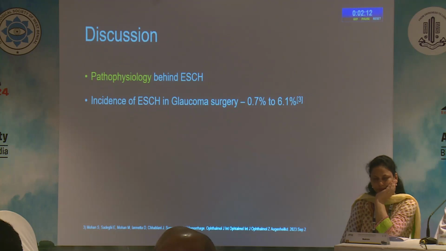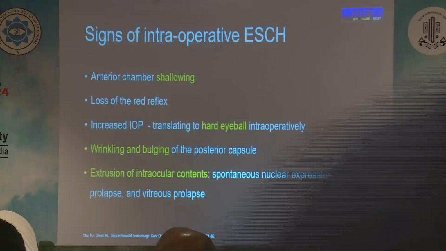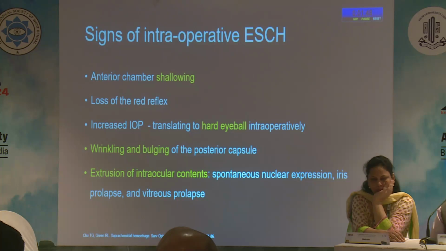Now, hypotony and IOP fluctuations are thought to be the primary pathogenetic mechanism. Abrupt hypotony results in the development of a high transmural pressure gradient, which causes the short or long posterior ciliary artery to burst and bleed in the suprachoroidal space. Now, this complication can occur during any intraocular surgery, no matter the proficiency of the surgeon. It is very important that we are able to identify signs of ESCH intraoperatively, which include a sudden increase in positive pressure, which can lead to shallowing of the anterior chamber, tenting and bulging of the posterior capsule, loss of red reflex, hardening of the eyeball due to an increase in IOP, and sudden extrusion of the intraocular contents.